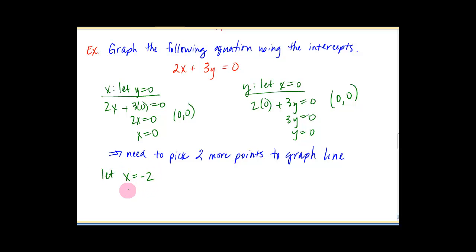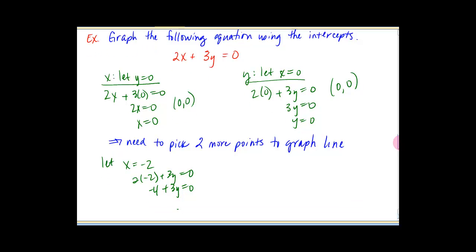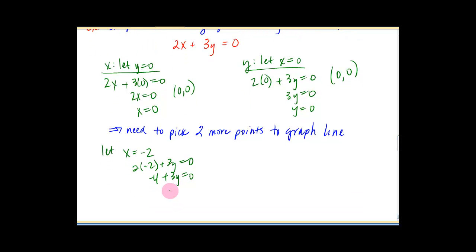So if I use negative 2, then I get 2 times negative 2 plus 3y equals 0. Negative 4 plus 3y equals 0. So 3y is equal to 4, so y is equal to 4/3, or 1.3 repeating, so about 1.3. So I end up with the ordered pair, negative 2, 1.3.